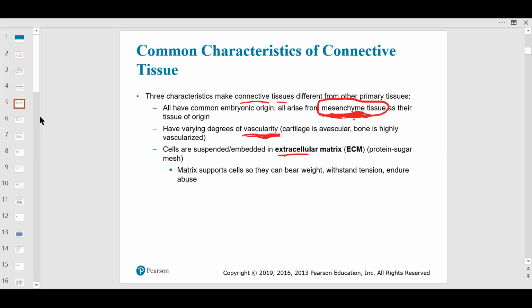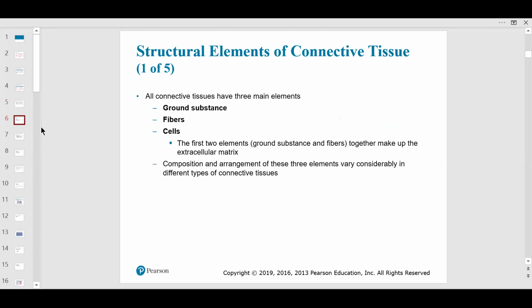The extracellular matrix is basically the matrix that I'm talking about. Extra means outside the cell. I don't want to say ECF because it's not all fluid anymore. So remember, the definition of connective tissue, which starts as mesenchyme, is sparse cells with an extracellular matrix. It depends on what the matrix is. Can it bear weight and withstand tension? Endure abuse? This is abuse. A 3-hour lecture is abuse. Our connective tissue better be ready.